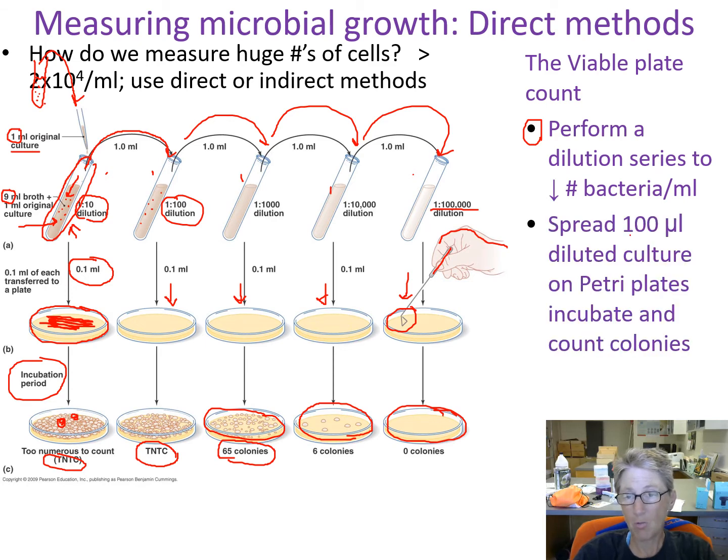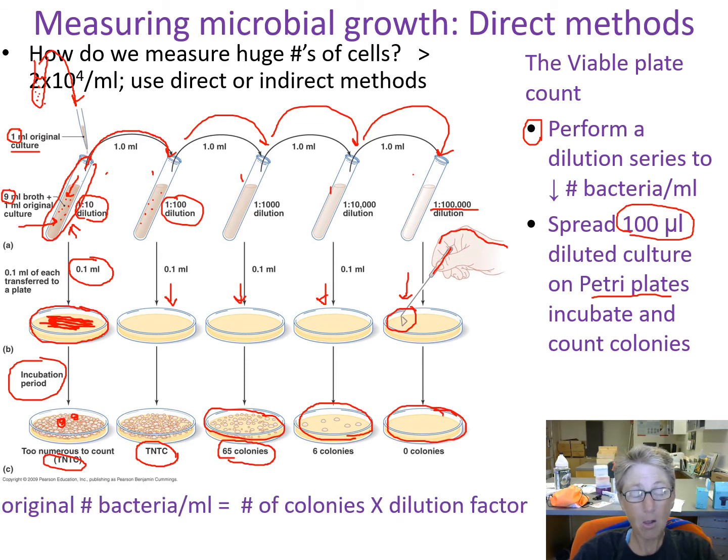Okay, we just went through that. Then you spread 100 microliters, or 1/10 of a mil, onto the culture on Petri plates. I just call them plates, but specifically they're Petri plates. And then you incubate them and you count the colonies.